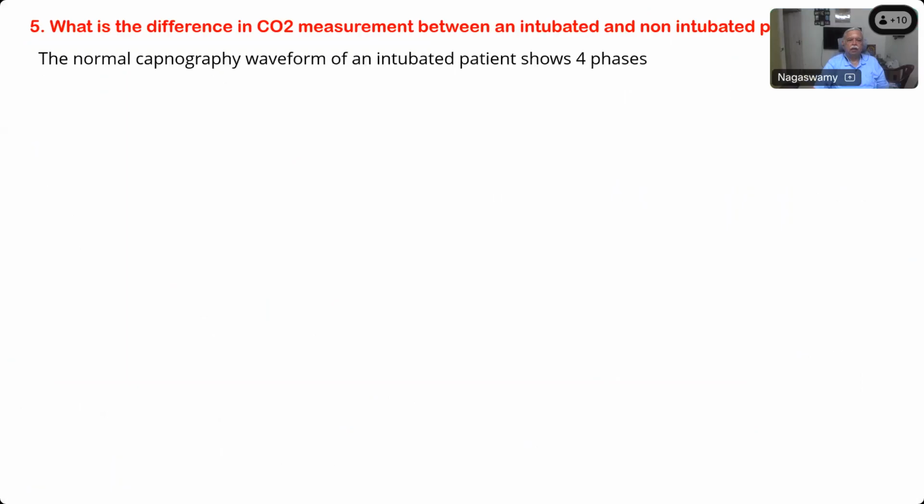The normal capnography waveform of an intubated patient shows the 4 phases. Phase 0, 1, 2, and 3. Whereas in a non-intubated patient, it will be more like an inverted V. It will not show the classical 4 phases.